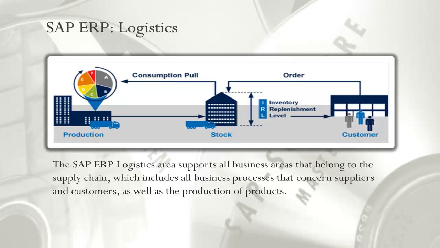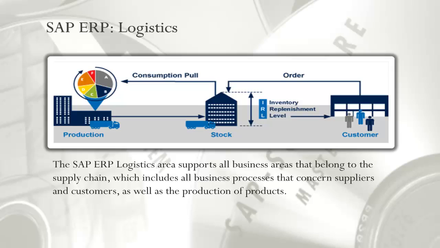The SAP Logistics component supports all areas that belong to the supply chain, including all business processes, suppliers, customers, and the production of products. Logistics consists of the following. The procurement, also known as purchasing, is integrated within materials management and is responsible for supporting goods and services that must be procured and then managed and paid for.